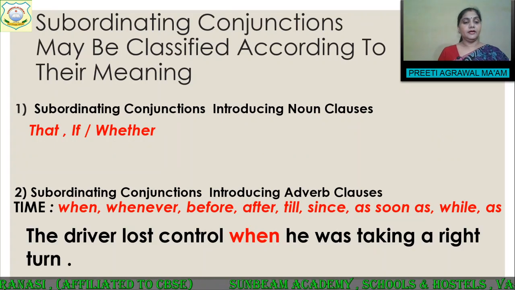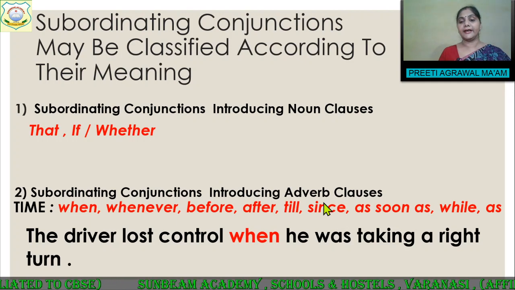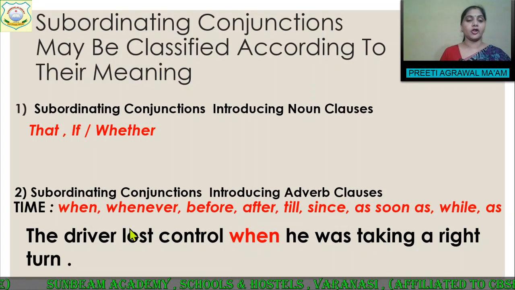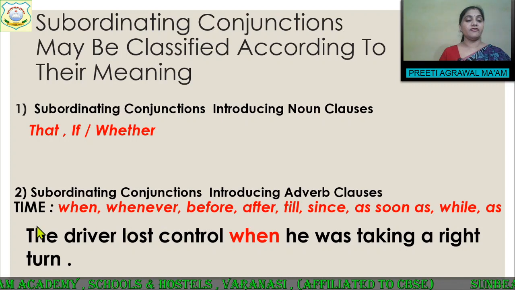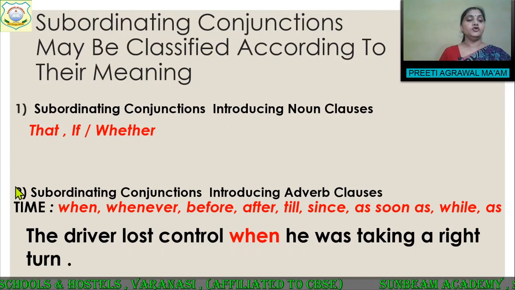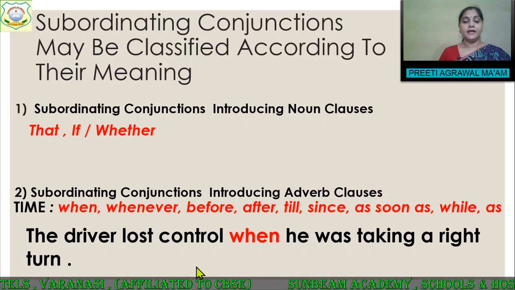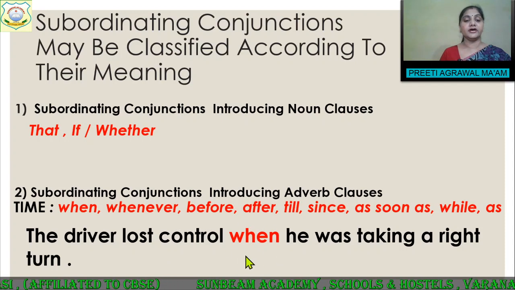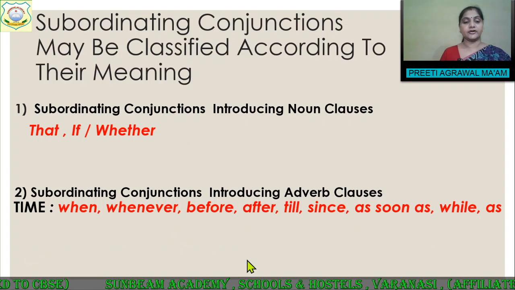For time, you can use these conjunctions: when, whenever, before, after, till, since, as soon as, while, as. It is a long list of conjunctions, students, and you can use all of them whenever you have to express or write about time. You just need a subordinating conjunction. The driver lost control when he was taking a right turn. When is telling you the time. At what time did the driver lose control? When he was taking a right turn.